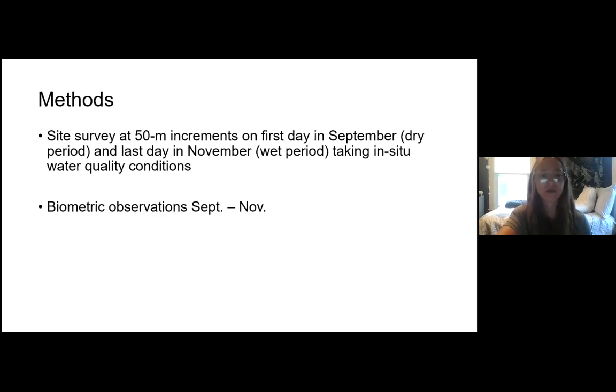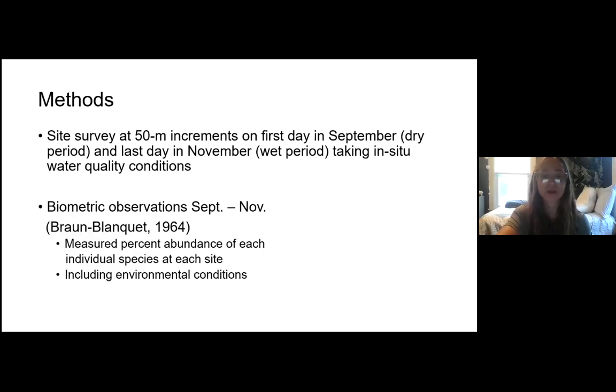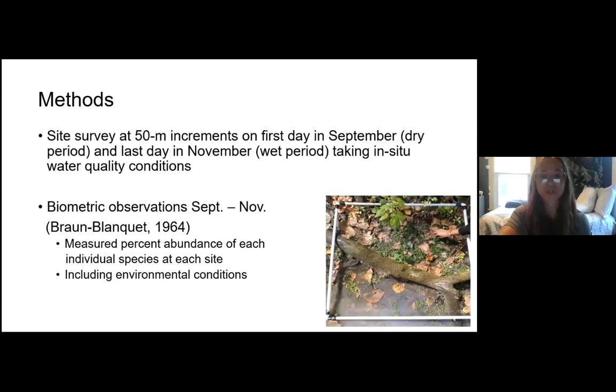And next, I took biometric observations. So this is where the macrophytes come into play. This took place throughout the fall semester, so between September and November. And these biometric observations followed the brown blanket sampling approach, which measured percent abundance of each species, which you can see in the picture here. There are a lot of species that fit in this 1 by 1 meter quadrat.